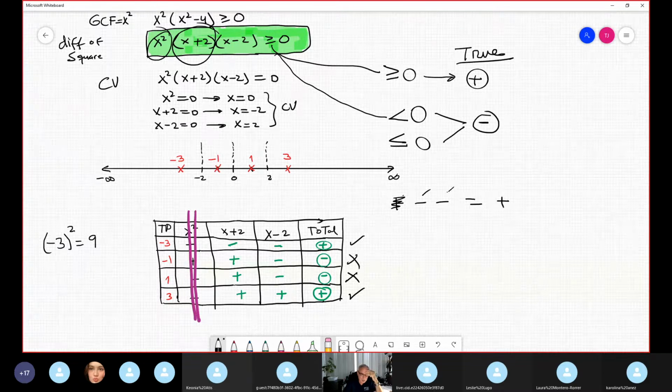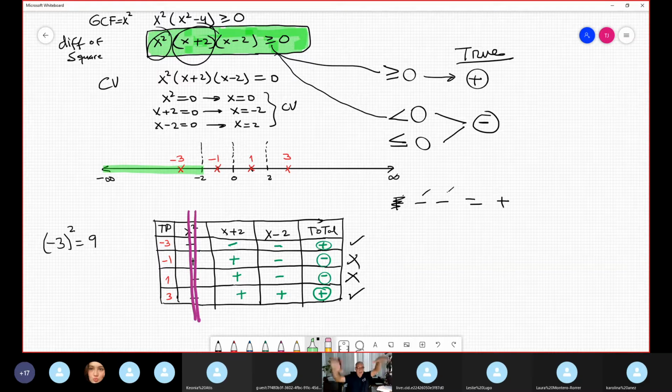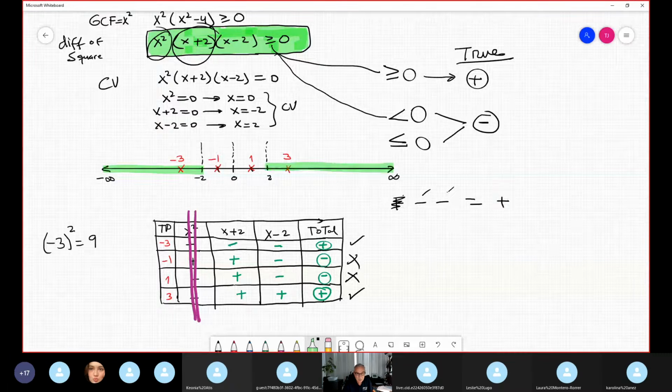And so now my negative 3 testing point passed the test. Remember, negative 3 was one totally arbitrary point I selected inside the interval, but my actual interval extends from negative infinity to negative 2, because the boundary that separates the first interval and the second is negative 2. Negative 1 failed, no good. Positive 1 failed, no good. 3 passed. Okay?